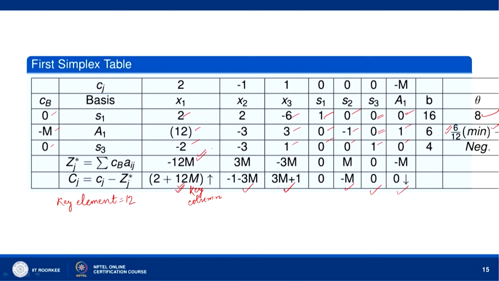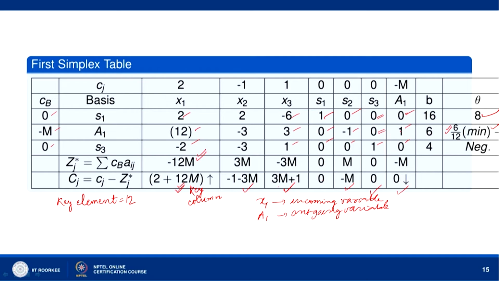Okay. Now, this means A1 will be the outgoing variable, x1 is the incoming variable, and A1 is the outgoing variable. And in the next simplex table, A1 will not be there, the A1 column will not be there. Okay. What do we do now?